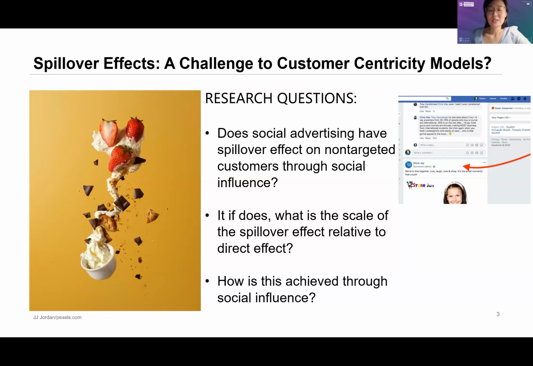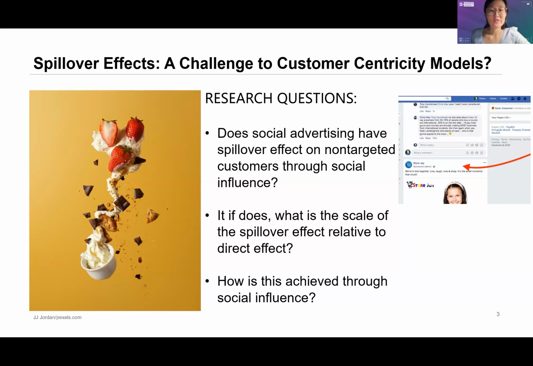Meanwhile, users can forward or share the ad to their friends who are not targeted by the ad. When influence of the ad is transmitted to consumers through their friends, the ad creates spillover effect. So spillover effect is the effect of ads on non-targeted consumers via social relations with their friends.